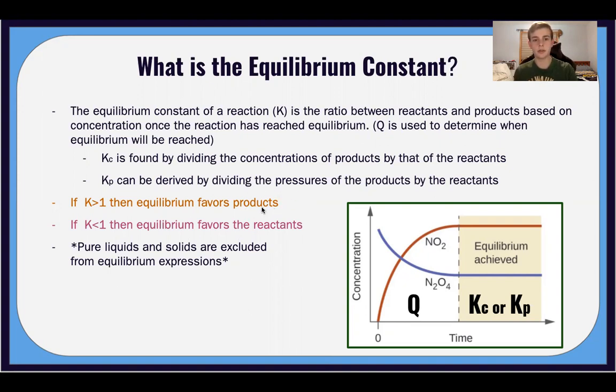If K is greater than 1, then equilibrium favors the products. If K is less than 1, then equilibrium favors the reactants, meaning that at equilibrium the amounts of reactants and products will be different amounts for each. It's not always 50-50, so it'll usually favor one or the other. And pure liquids and solids are excluded from most equilibrium expressions. We usually just use gases.